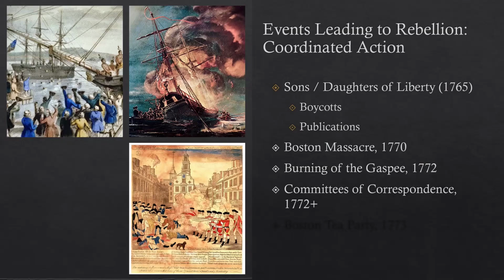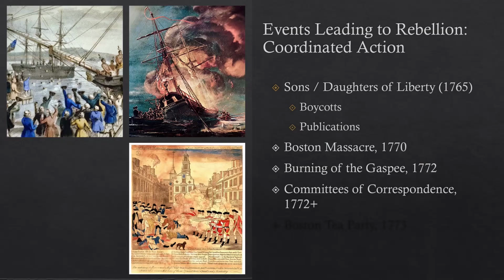Committees of correspondence is another one you should pay attention to. That's just an effort to coordinate exchange of information among the colonies, and they became a more formal organization around 1772 and spread from Massachusetts out throughout all the 13 colonies. Committees of correspondence, so groups of people who help kind of spread the word.